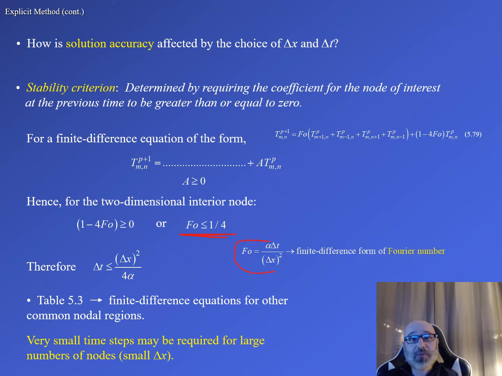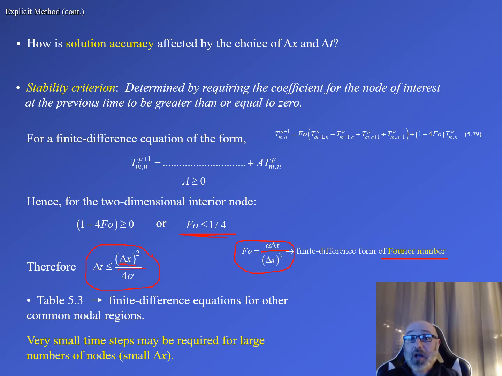So now with this relationship that our Fourier number needs to be less than or equal to 1/4, and we have this finite difference relationship that our Fourier number is equal to alpha delta t over delta x squared, we can rearrange this here. Now we can say that our delta t must be less than or equal to our delta x squared all over 4 times alpha.